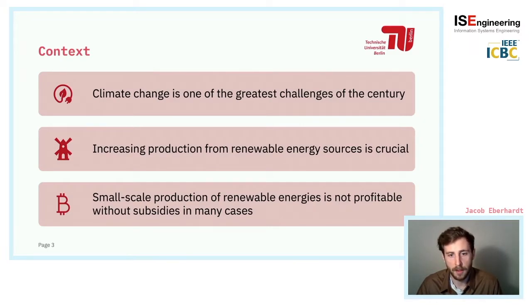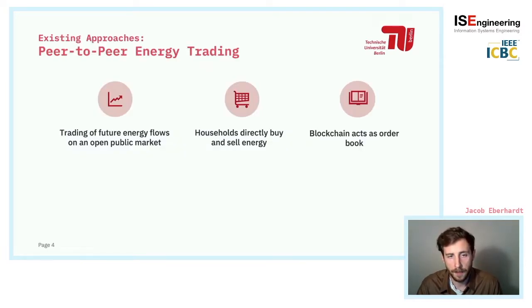And without subsidies, in many cases, plants get shut down and they cannot be operated profitably. There are, of course, existing approaches, as this has been a pressing issue for a while. And one kind of approach is peer-to-peer energy trading, which is often combined with blockchains. How it works in most proposals is that future energy flows are traded on an open public market. And households directly buy and sell energy on those public markets. The blockchain acts as an order book here.